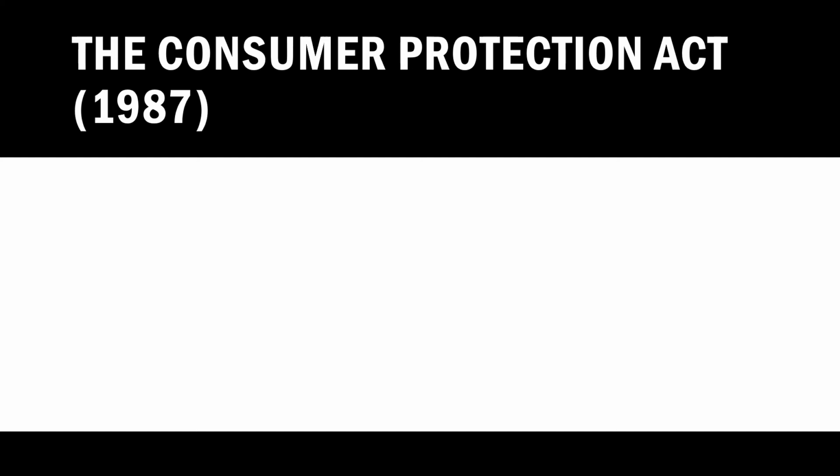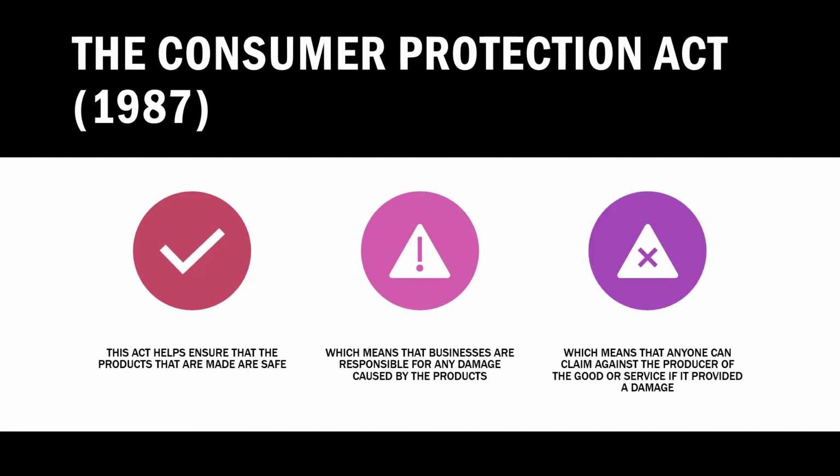Now, the Consumer Protection Act 1987. This act helps ensure that the products that are made are safe, which means that the business is responsible for any damage that is caused by the products. And that means that anyone can claim against the producer of the good or service if the product causes any damage.